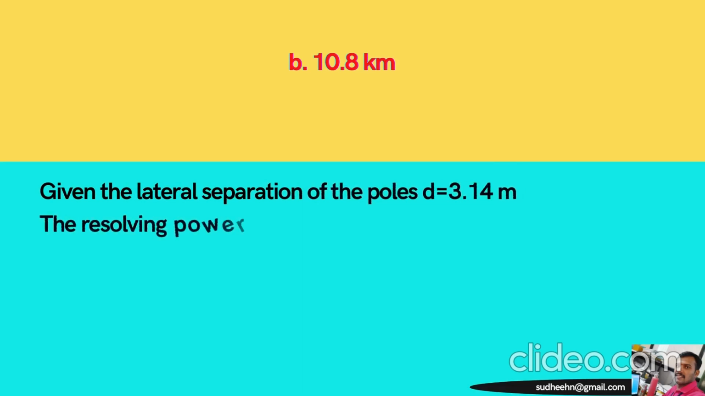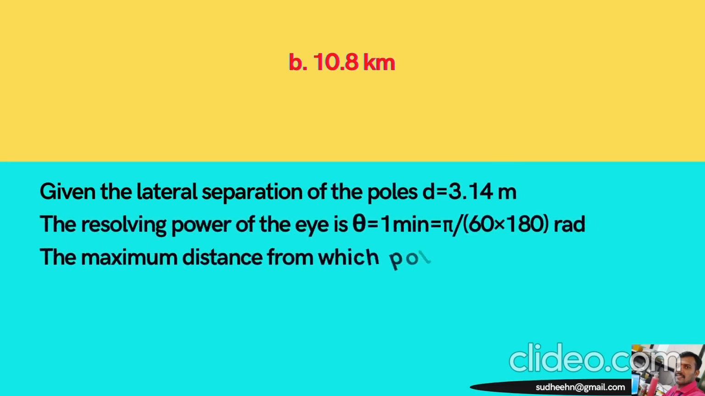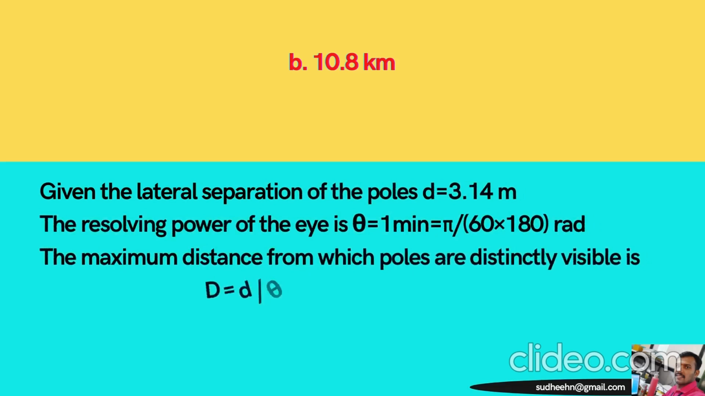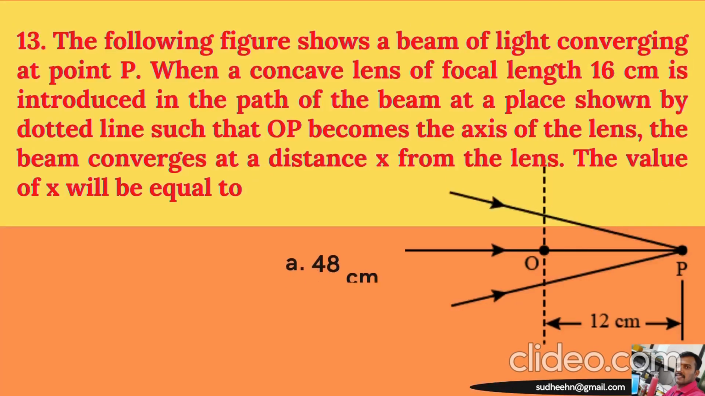That is with the help of the relation: lateral separation of the poles, small d, is given, and the resolving power of the eye, theta, that is 1 minute. Convert that in terms of radians. Here 1 minute is nothing but 60 seconds, and then use pi by 180. You are getting that angle in terms of radians. Later use the relation for the maximum distance from which poles are distinctly visible. That is capital D is equal to small d divided by theta. Substitute that, you are getting the value of D, that is 10.8 kilometer. Next question is question number 13.